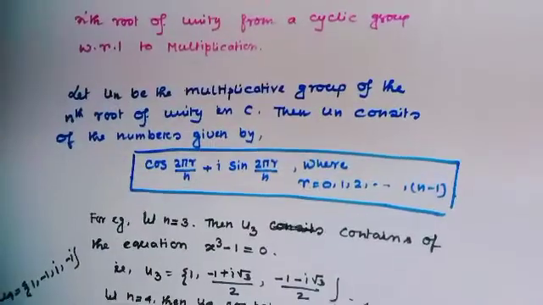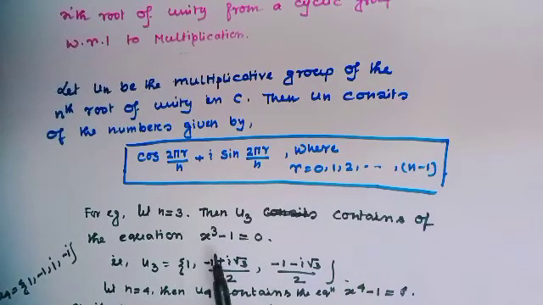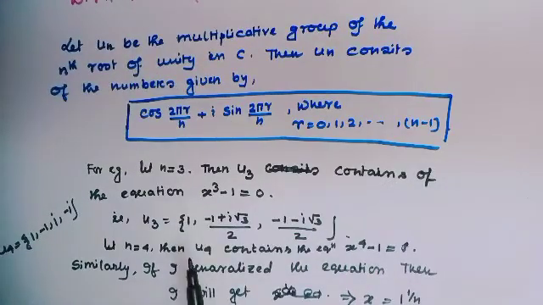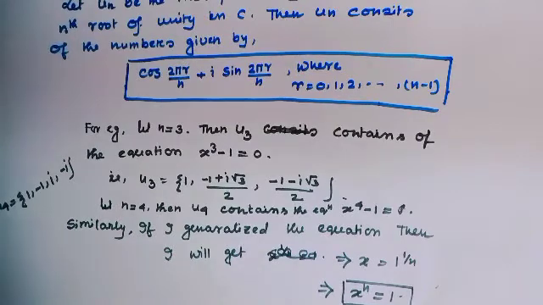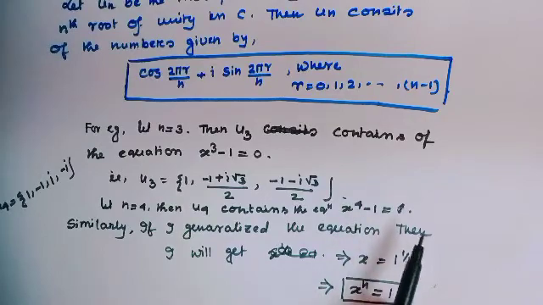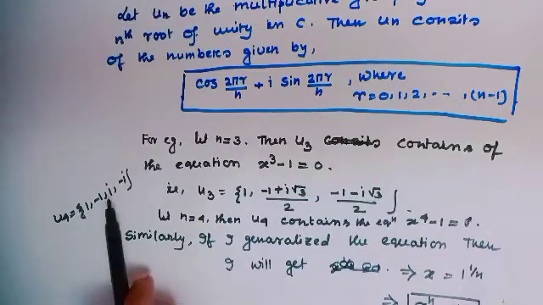Let's consider n equal to 3. Then U3 contains the solutions of the equation x cube minus 1 equal to 0. That means U3 contains the elements 1, minus 1 plus i root 3 over 2, and minus 1 minus i root 3 over 2. Similarly, let's consider n equal to 4. Then U4 contains the solutions of x to the power 4 minus 1 equal to 0. That means U4 contains the elements 1, minus 1, i, minus i.